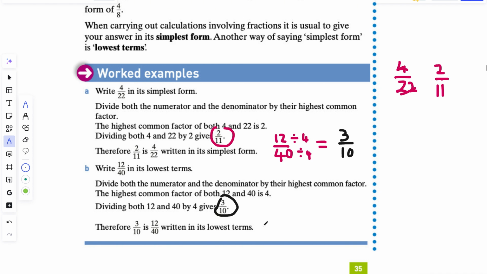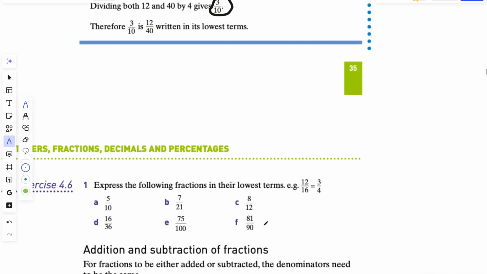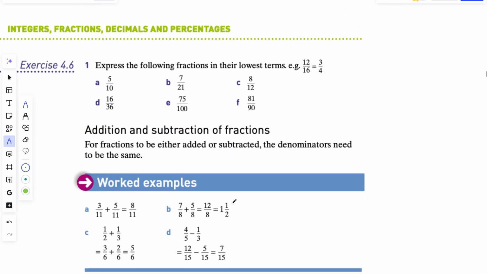Okay? These ones are always in Cambridge. Put it in the simplest form and whatever. 5 over 10, 5 divided by 5, you get 1. 10 divided by 5, you get 2. So this one, in the simplest form, will be 1 over 2.